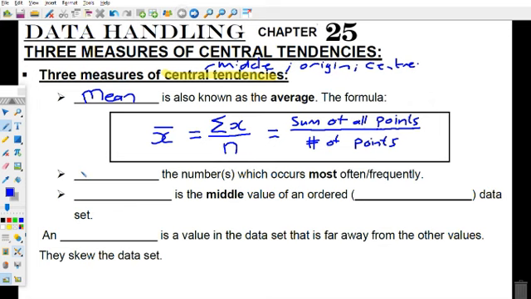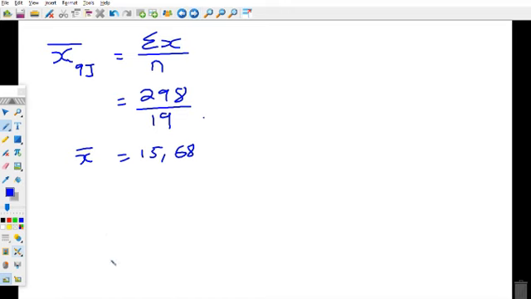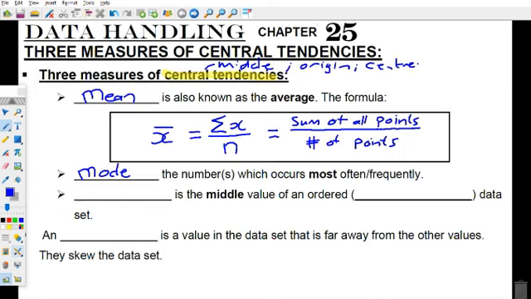Now let's have a look at the next one. The term here is called the mode: the number which occurs most frequently. Exactly. So in our data set, the data of the grade 9 class, our mode is going to be 15. Now, the mode isn't very big.